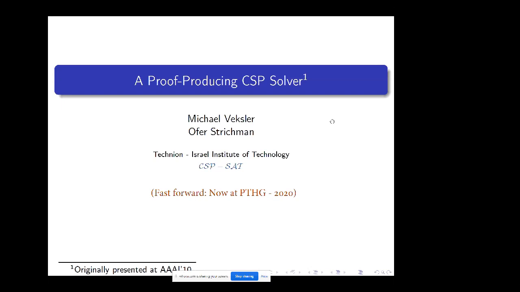At the time, the idea of Michael was: let's build a CSP solver basically from the ground up, as close as possible to the architecture of a modern CDCL SAT solver. And the result of this was the CP solver called PCS, for Proof Constraint Solver, and later the name changed to HCSP, for Haifa CSP solver, I guess.